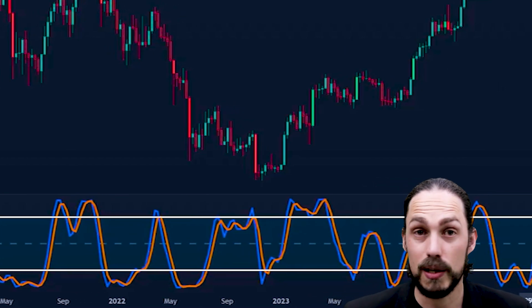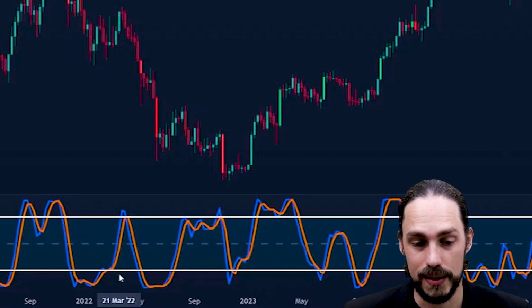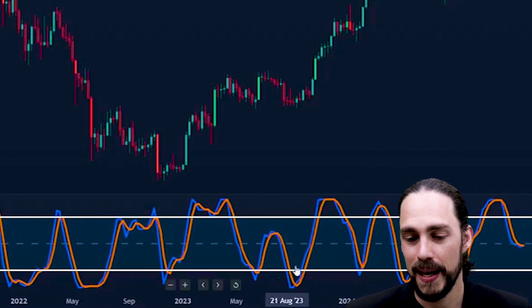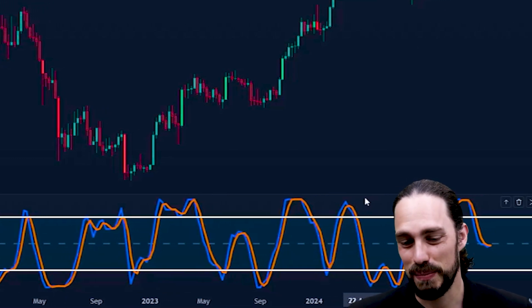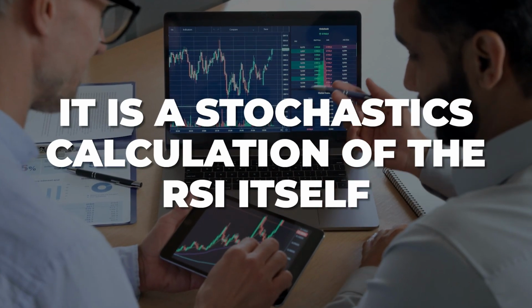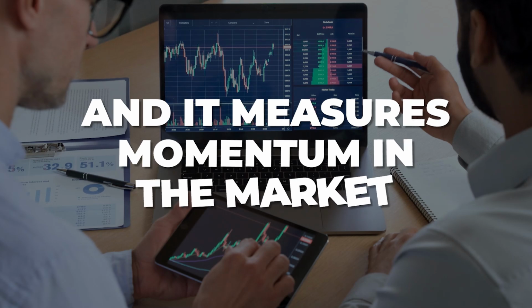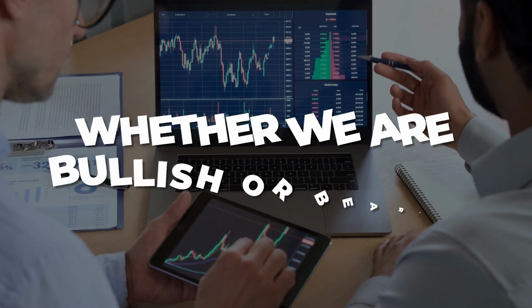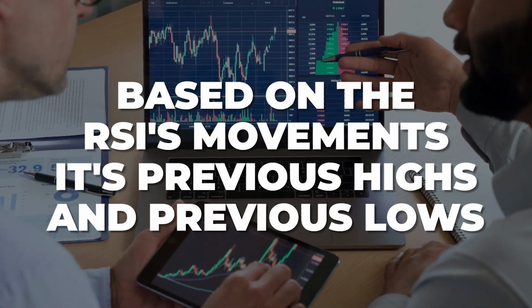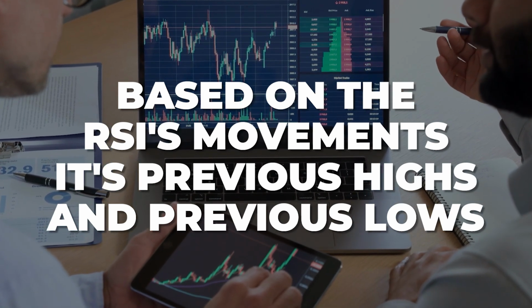And it might look a little bit confusing at first with the blue line and the orange line, and it moves up and it moves down and up and down. But I'm here to make it super simple for you. The basics of the Stochastic RSI is that it is a stochastics calculation of the RSI itself, and it measures momentum in the market, whether we are bullish or bearish, based on the RSI's movements, its previous highs and previous lows.